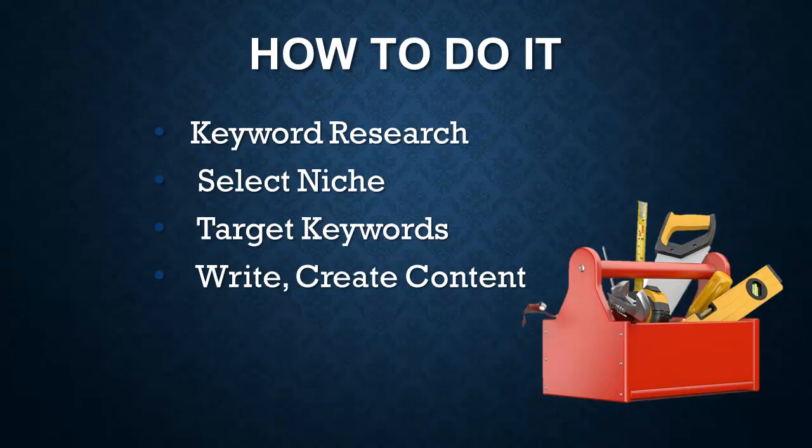You just sign up as an AdSense customer. You don't have to spend any money, but the Google Keyword Planner is phenomenal. You can do keyword research and find out what people are actually looking for in your area, and then use the keywords people are looking for. Then again, you're going to select your niche and do some more keyword research around that niche. Pick your target keywords and then you write and create content. Create the content, create articles.